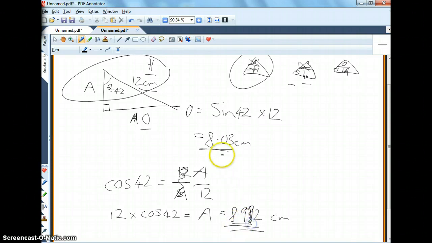Notice that 8.92 and 8.03 are similar. Why might that be? Because it's nearly 45. Nearly 45, spot on.